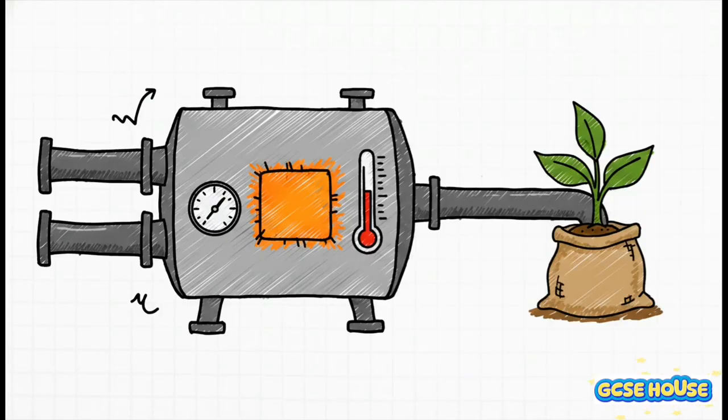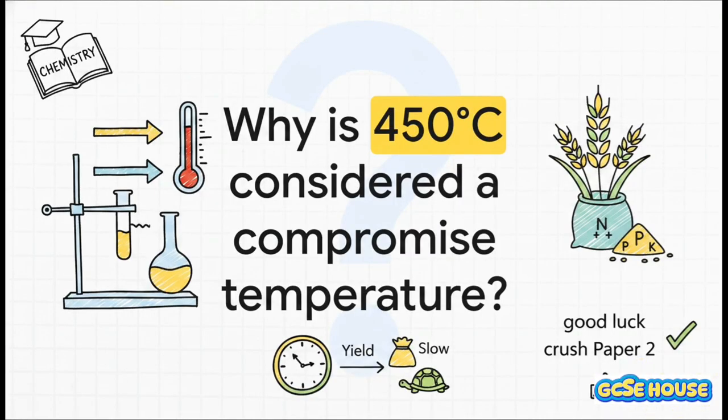Final triple science alert, we're talking about the Haber process. This is how we make ammonia for fertilizers. You take nitrogen straight from the air and hydrogen from methane or electrolysis. Then, you pass them over an iron catalyst at a pressure of exactly 200 atmospheres and a temperature of 450 degrees Celsius. So why is 450 degrees considered a compromise?